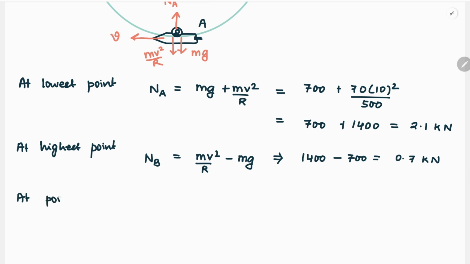And somewhere in the middle, at point C, the normal reaction force is solely because of mv square by r. mg is not contributing anything in this situation. So at point C it is only the mv square by r contribution, and over here we get the value 1.4 kilonewton. So these are the three situations which we have solved in this particular problem, that is problem number 1.84.